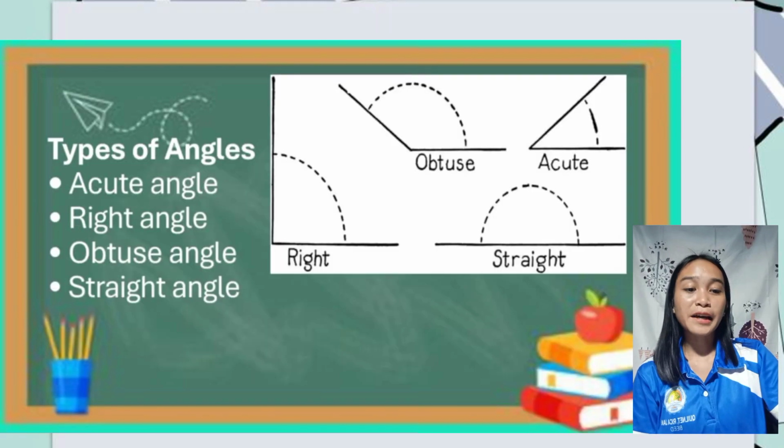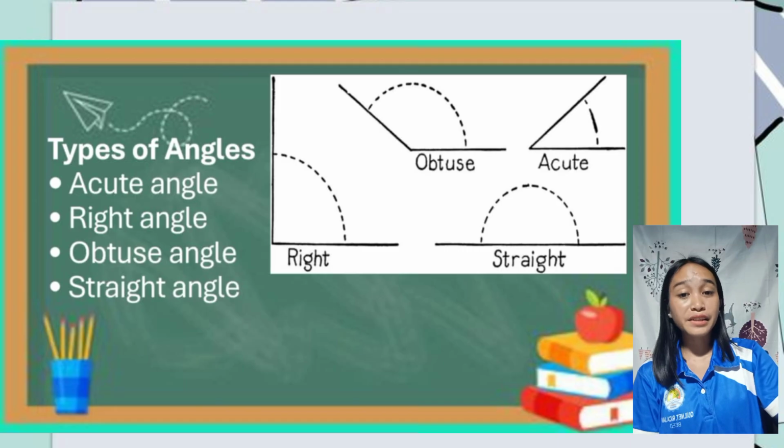And there are four types of angles. First is the acute angle. This is less than 90 degrees. Right angle is exactly 90 degrees. And obtuse angle, this is greater than 90 degrees but less than 180 degrees. And lastly, straight angle, which is exactly 180 degrees.